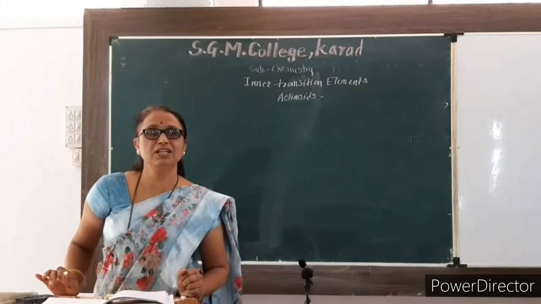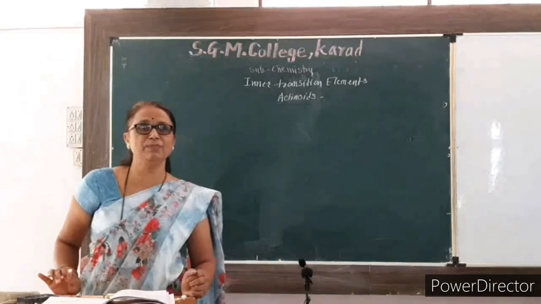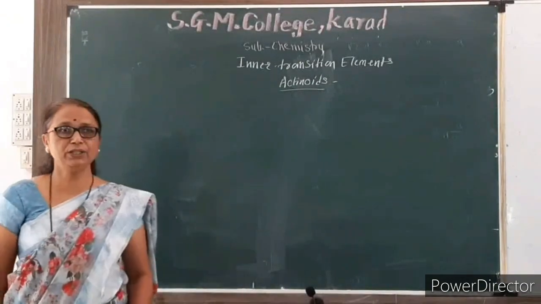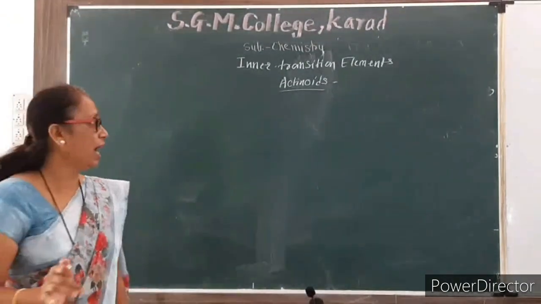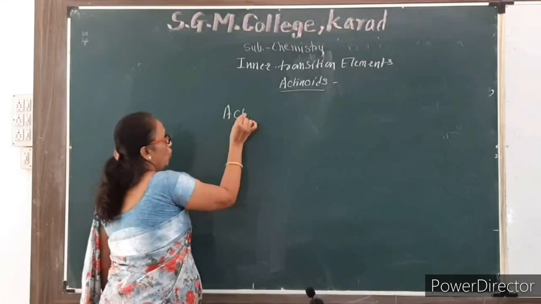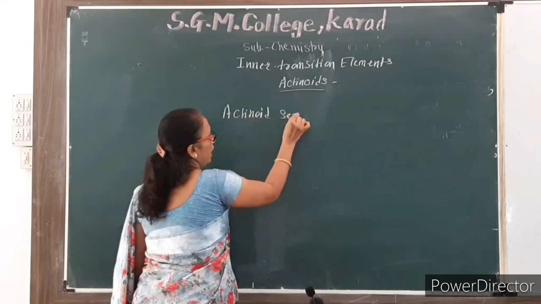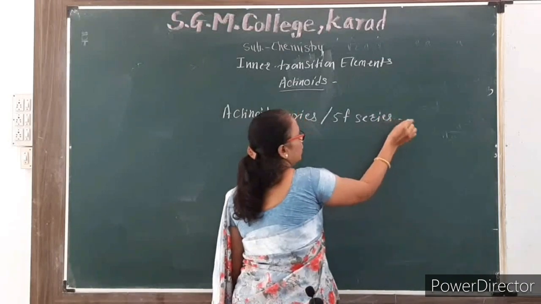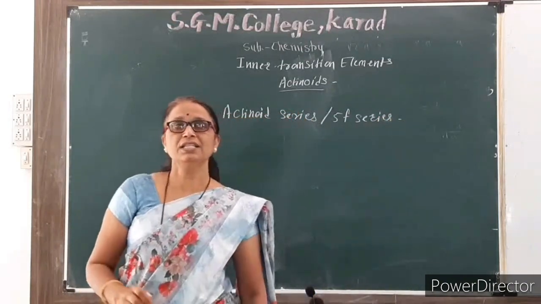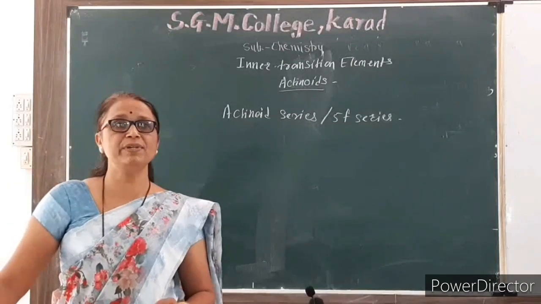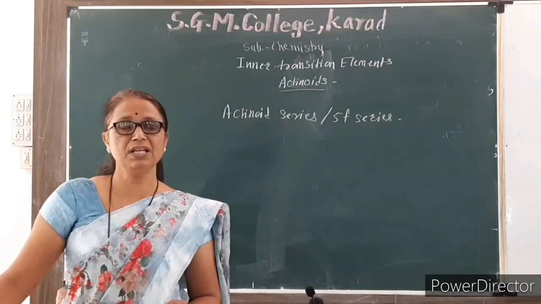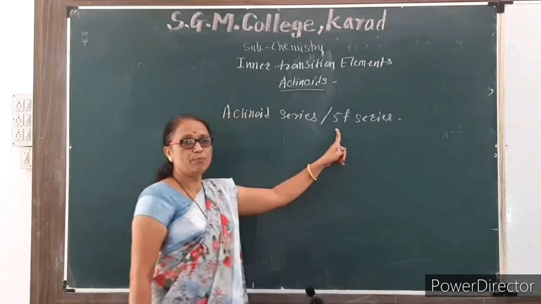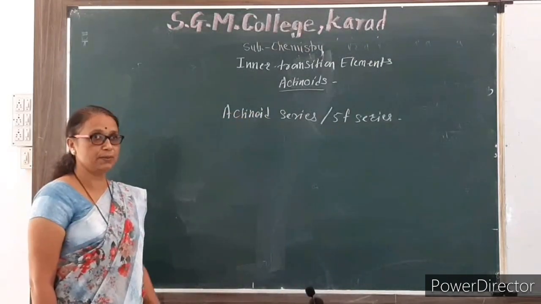Students, today is the last lecture of the transition and inner transition elements, and today we are going to see the actinoids. The actinoid series, which is also called the 5f series. What are actinoids? The series of 14 elements after actinium in which the last electron enters the 5f orbital. It's called the 5f series or actinoid series.